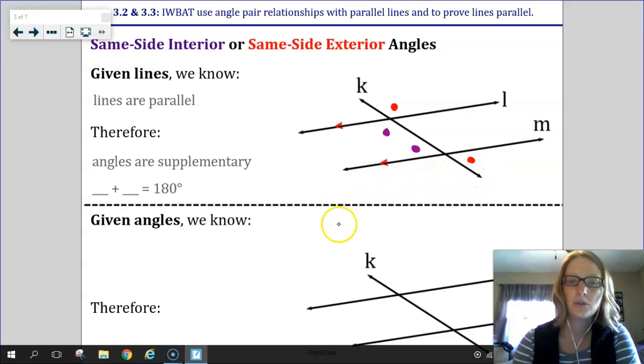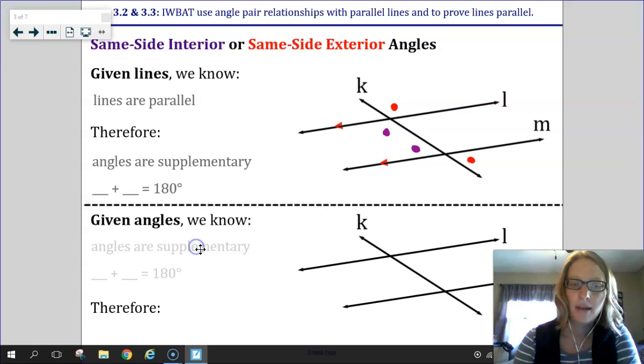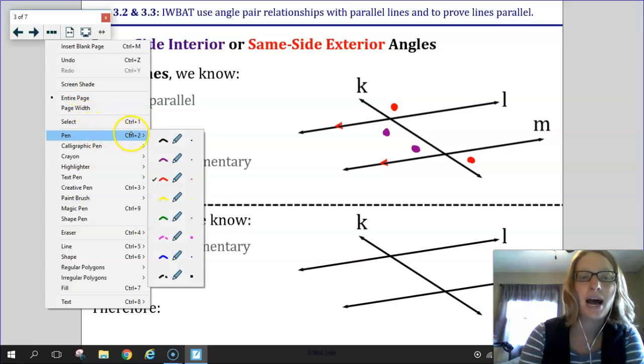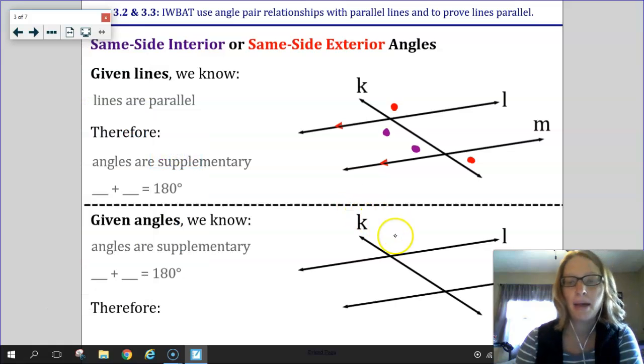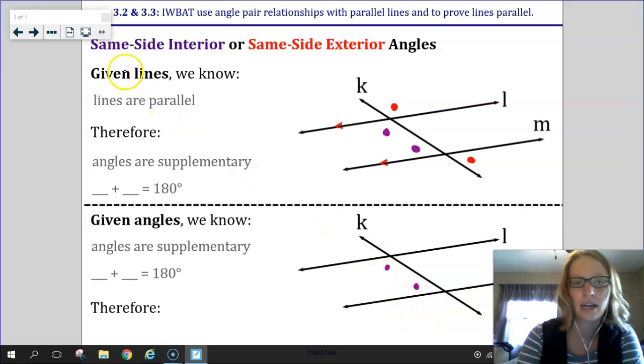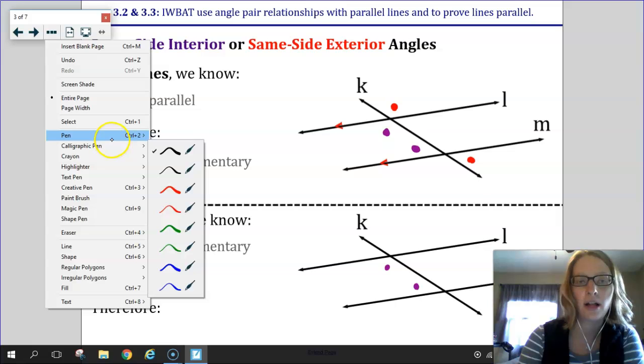The same will be true in reverse, meaning that if I knew one of those angle relationships were true, meaning I knew the same side interior or same side exterior angles were supplementary, I could conclude on the back end that the lines are parallel. So for example, if I knew that these two same side interior angles added up to 180, I would know for certain that L and M are parallel.